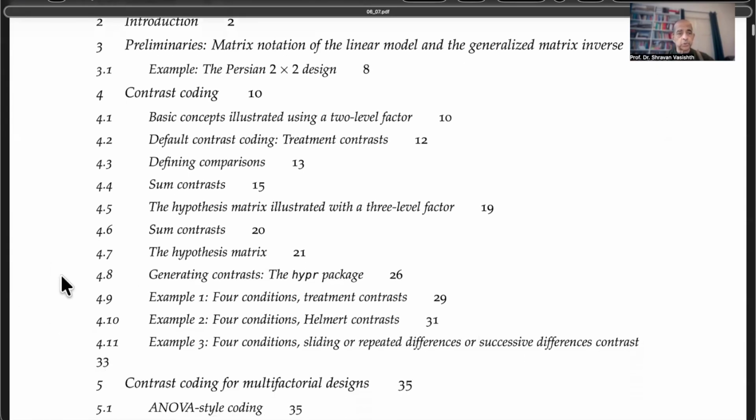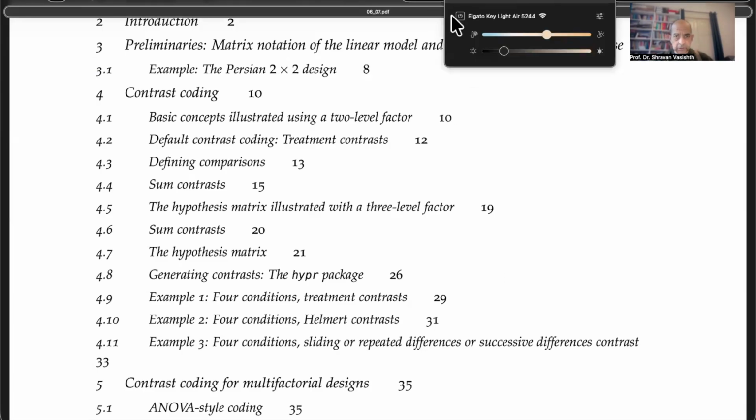And that will lead us to this important idea of the hypothesis matrix and how we can use that to generate contrasts. So we've got a package called hypr that allows you to specify the hypotheses that you want to test. You can directly test those hypotheses, and the hypr package then tells you what the contrast coding needs to be to test those hypotheses. So the big advantage of this is that you can pretty much specify your own custom hypotheses that you want to test. You're not tied down to treatment contrasts or sum contrasts or whatever, right?